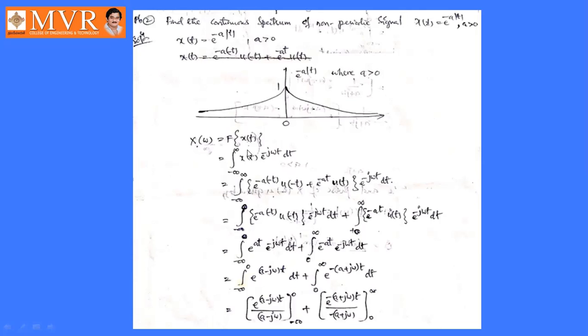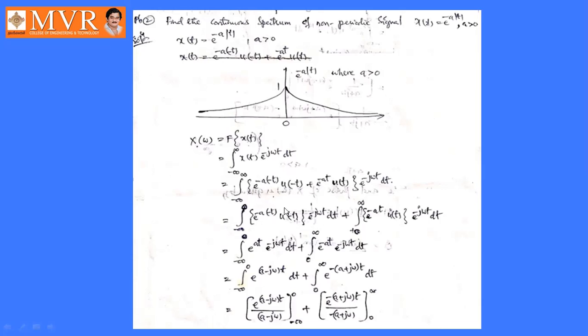The Fourier transform of x of t is the integral from minus infinity to infinity of x of t into e power minus j omega t dt. So the integral from minus infinity to infinity of e power minus a t into u of minus t plus e power minus a t into u of t, into e power minus j omega t dt, right? So integral minus infinity to 0. Here the value of u of minus t is 1.